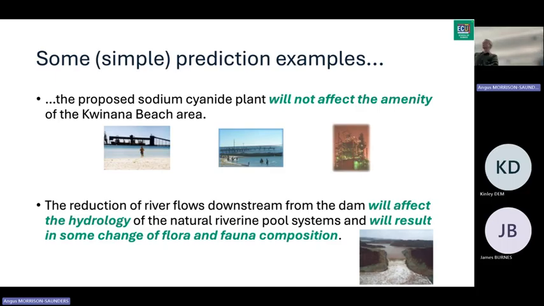Whereas the second one's got a couple of changes indicated. It's a construction of a dam, and it says, well, the dam's going to reduce the downstream river flows. That's affecting the hydrology of the riverine pool system downstream from the dam. And because of that change, there will be further changes to flora and fauna composition in those riverine pools. So you've got the physical change to the river, and then you've got the ecological change that flows on from there. They're pretty vague, those predictions, but you can see that the first one is no change. The second one is two types of change.